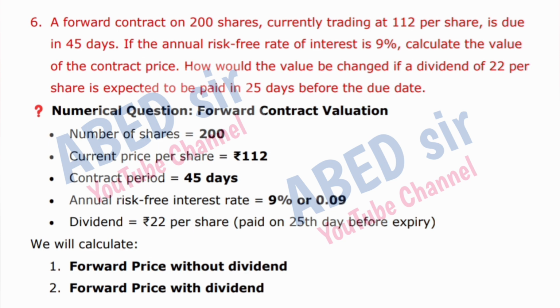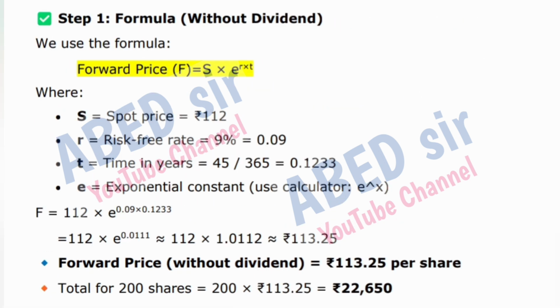Number of shares is equal to 200. Current price per share is equal to 112 rupees. Contract period is equal to 45 days. Annual risk-free interest rate is equal to 9% or 0.09. Dividend is equal to 22 rupees per share, paid on the 25th day before expiry. We will calculate 1. Forward price without dividend. 2. Forward price with dividend. Step 1. Formula without dividend.